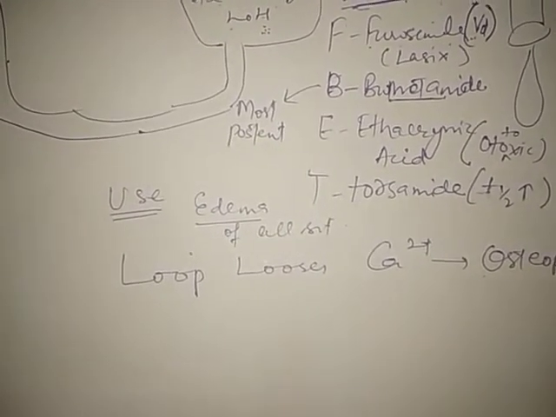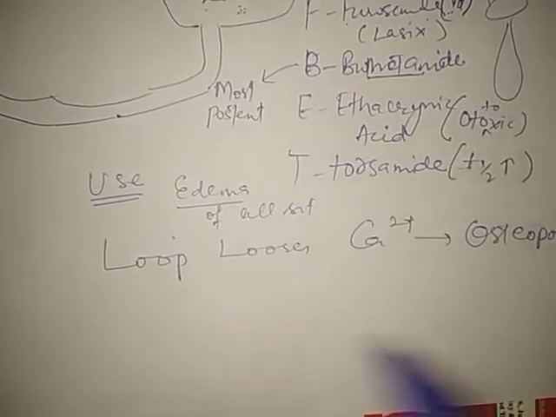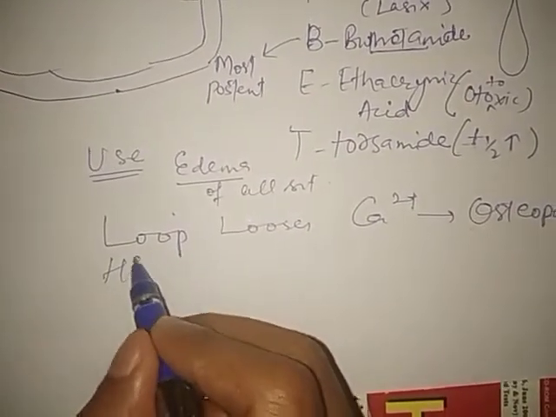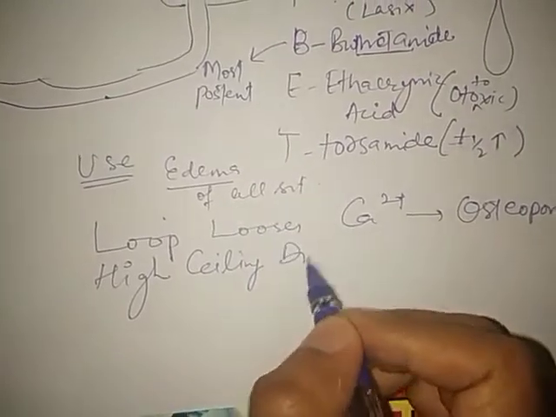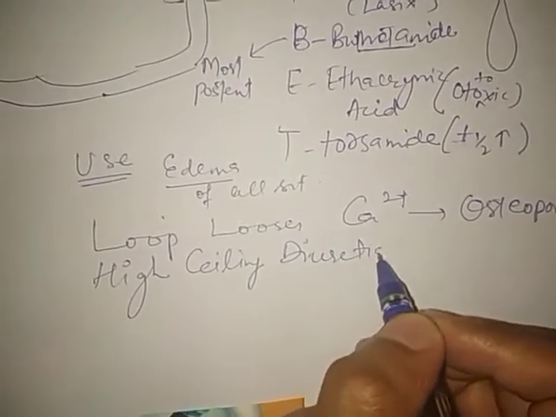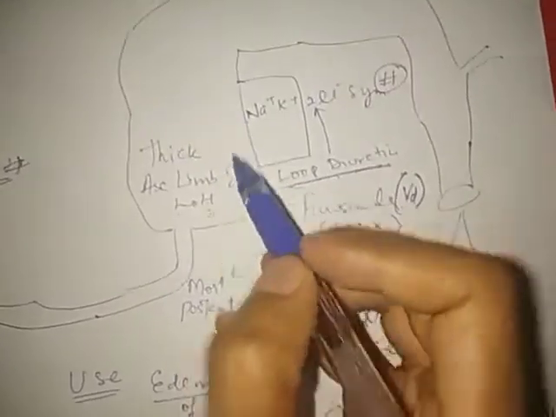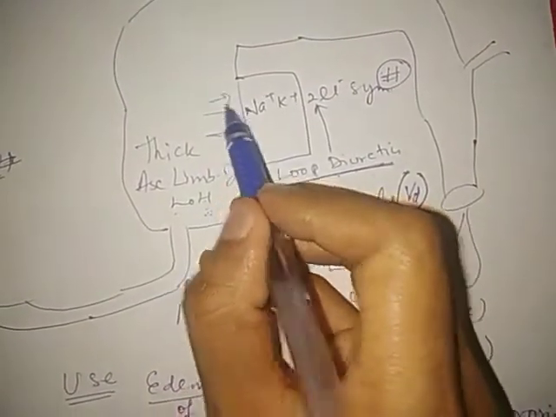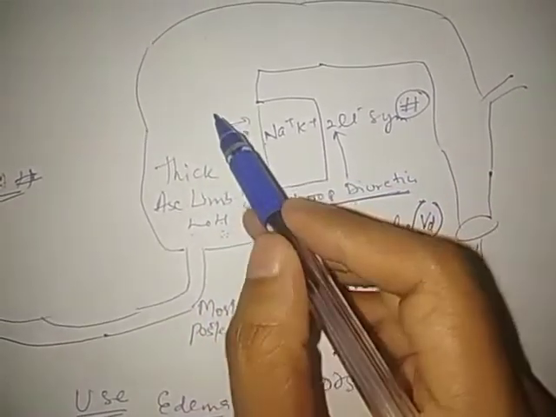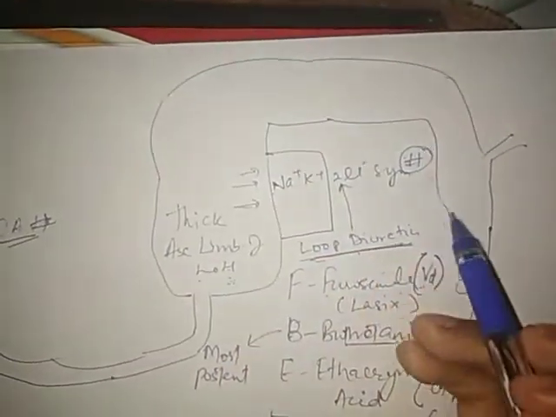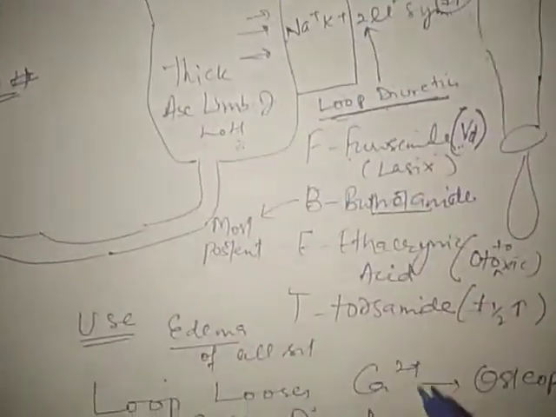One more point: these loop diuretics are also called high ceiling diuretics. Why are they called high ceiling diuretics? Because maximum water is reabsorbed from this site. When this channel is blocked, most of the water does not get reabsorbed and there is maximum diuresis, so these are called high ceiling diuretics.